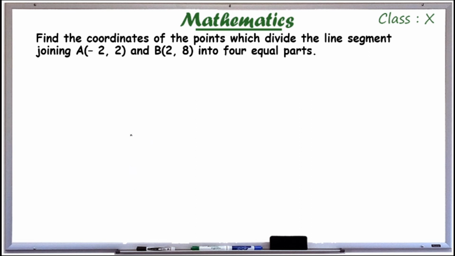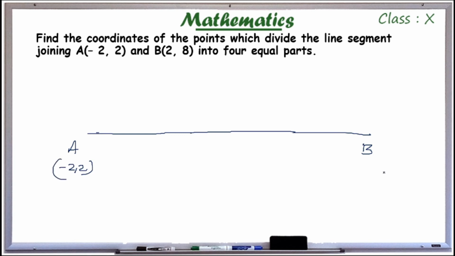we have to find the coordinates of points which divide the line segment joining -2, 2 and 2, 8. So the first thing is we have to picturize the question. A comma B, the points are -2, 2 and 2, 8. Now I have to find the points of division into 4 equal parts. Here this segment is divided into 4 equal parts. So I have 3 points. Now I have to find the coordinates of these 3 points.